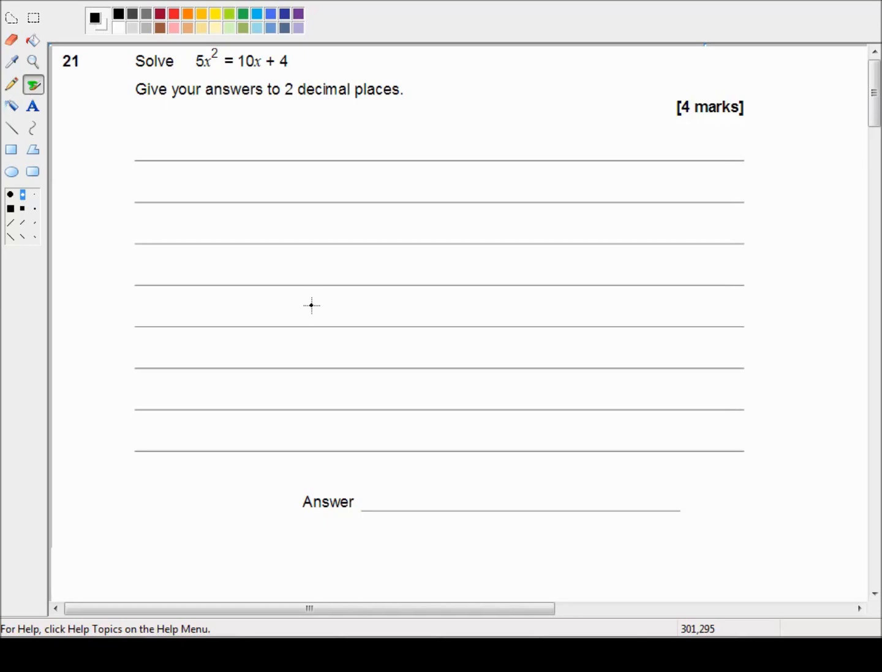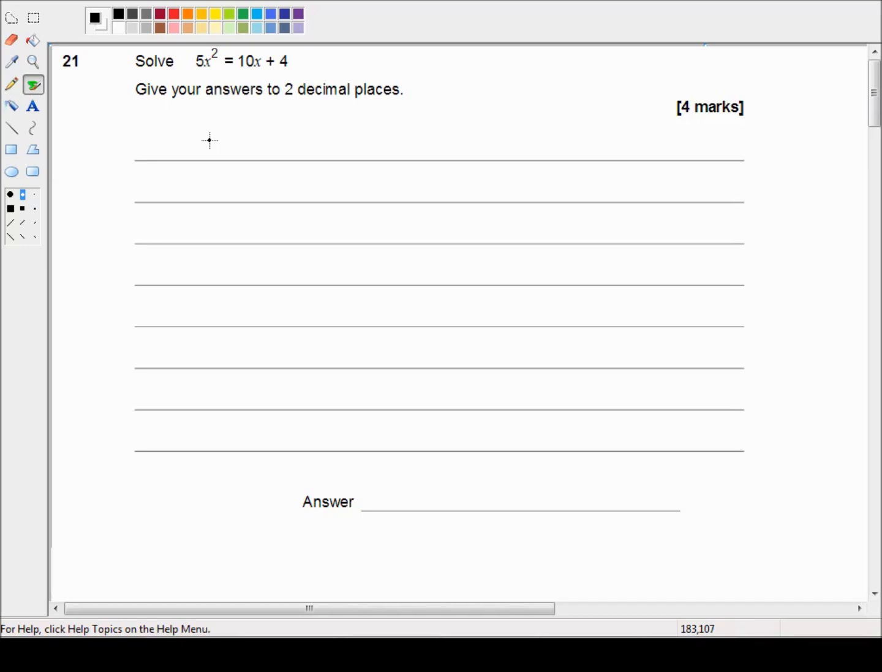This is the second paper in the higher tier of the June 2017 past papers, and we're picking up in question 21, which reads: solve 5x squared equals 10x plus 4. Give your answers to two decimal places. Okay, now I think the standard method that they want you to work with here is to use the quadratic formula, minus b plus or minus the square root of b squared minus 4ac all over 2a.